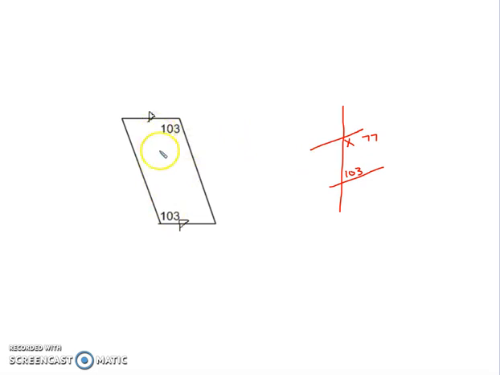So over here is the same thing. If this is 103, based on same side interior angles, we would have to have this angle at 77, and we would also have to have this one at 77. So based on same side interior angles, both pairs of opposite angles are congruent. So the answer to this, if this is a parallelogram, is yes, this would be a parallelogram based on that.